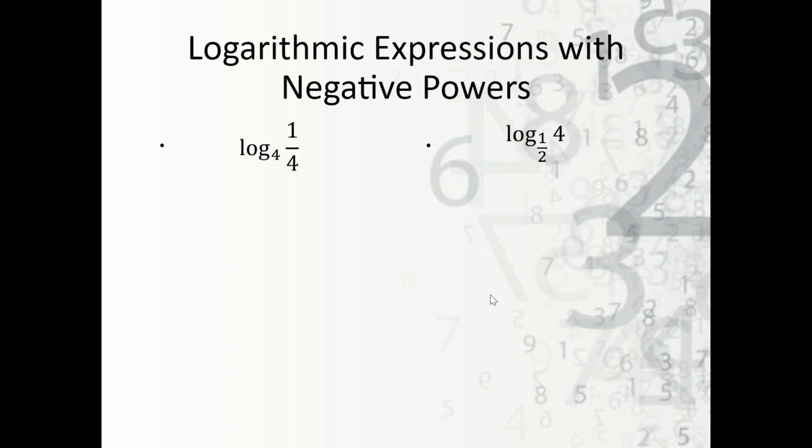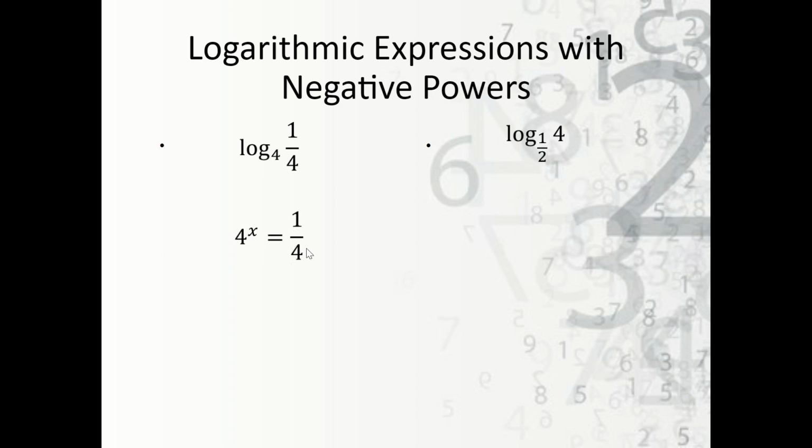Now what if we're using a negative power? So in this case we have log base 4 of 1/4. Well, we can see we went from an integer to a fraction. So anytime we do that, that means we have to have a negative power. So what we're really saying here is 4 to the x equals 1/4. So notice we went from an integer to a fraction, so we need to use a negative power.